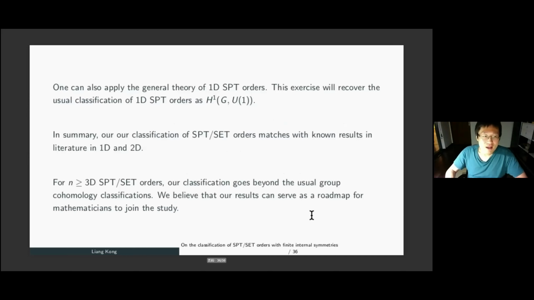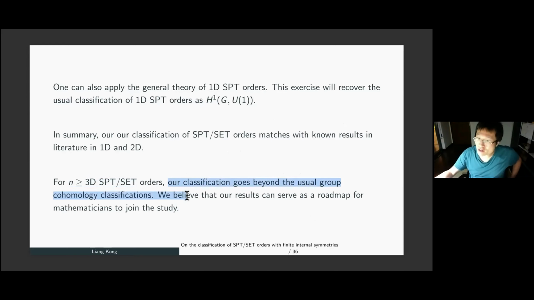All right, so that's basically what we did. And for n+3D, our classification goes beyond the group cohomology classification, because the symmetry coefficient n-category is much more than n-Rep G. It's much more than the group. So we believe that our result can serve as a roadmap for mathematicians to join the study.